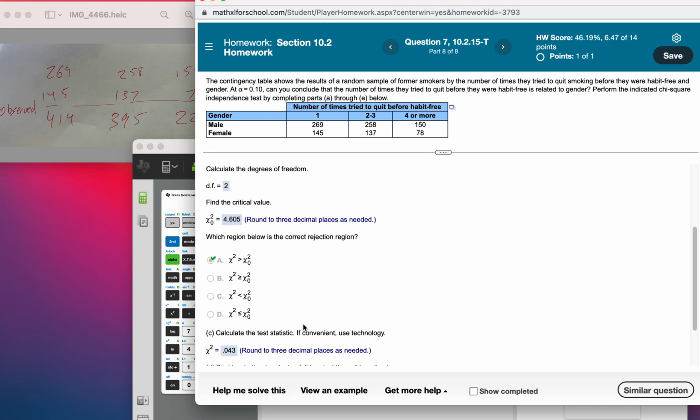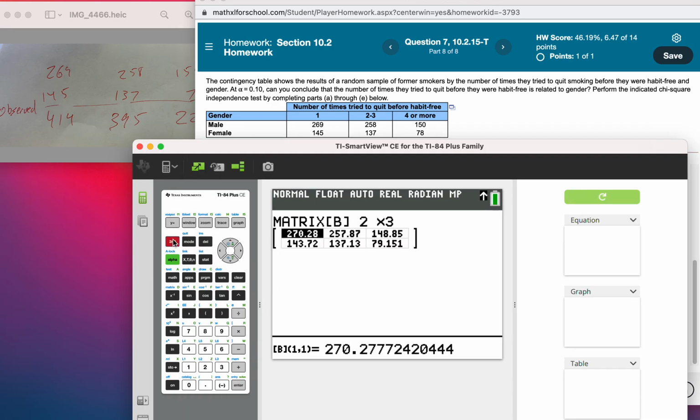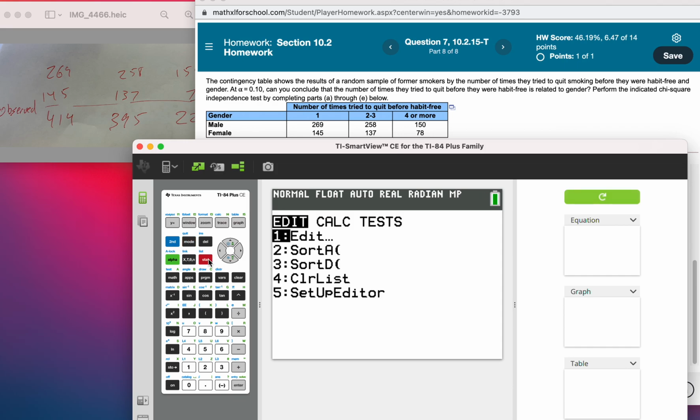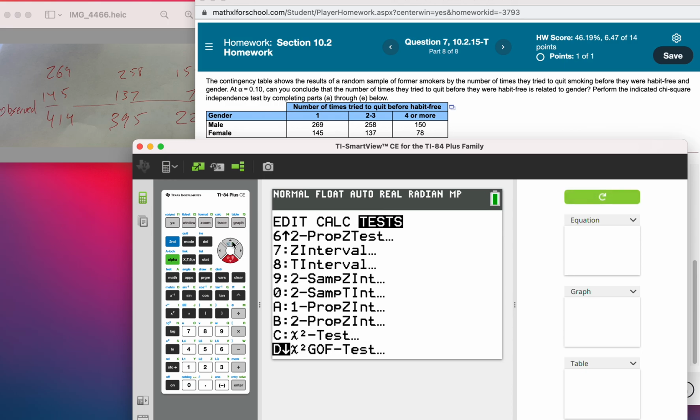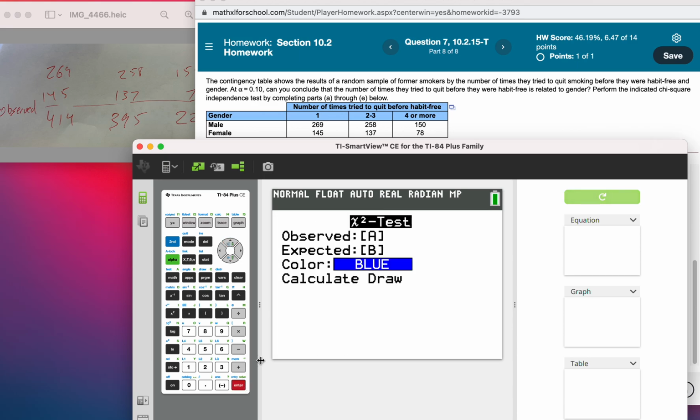What are we looking for? We're looking for the test statistic. So I quit out of here, and now we go back into stat tests. Which one is it? Go down. It's this one right here. Hit enter. It's asking for the matrices. My observed was in A. My expected is in B, just like in the previous lesson. You can't have decimals in this one. You can have decimals in this one, and obviously we did. Go down here to calculate, hit enter, and there we go, 0.043.